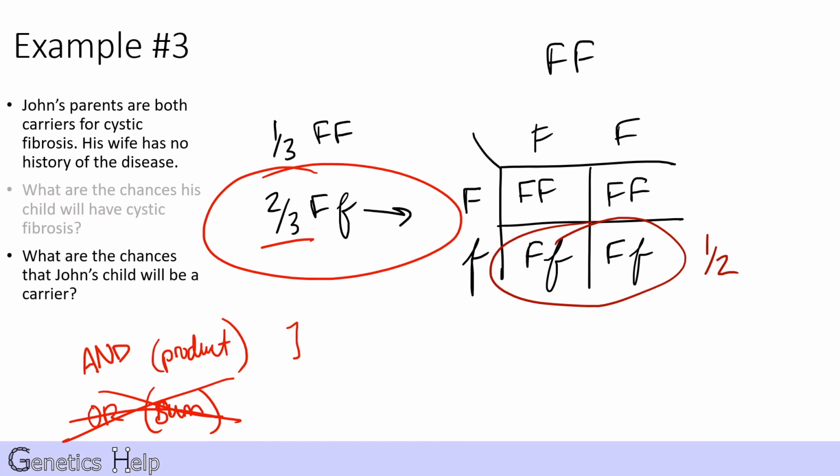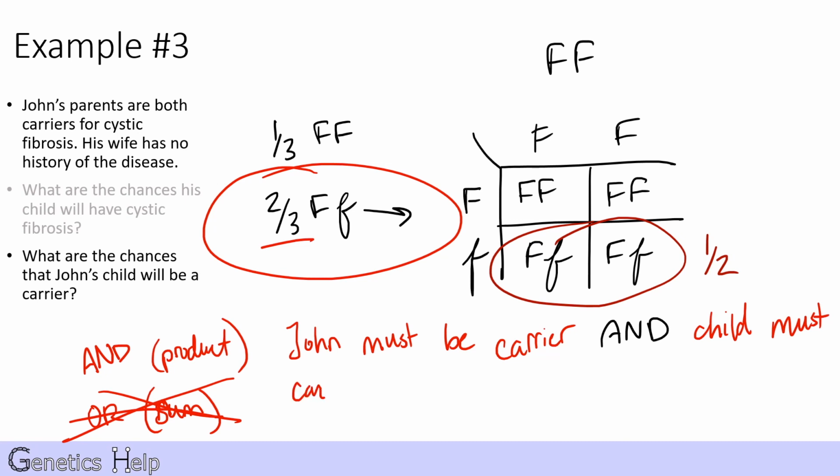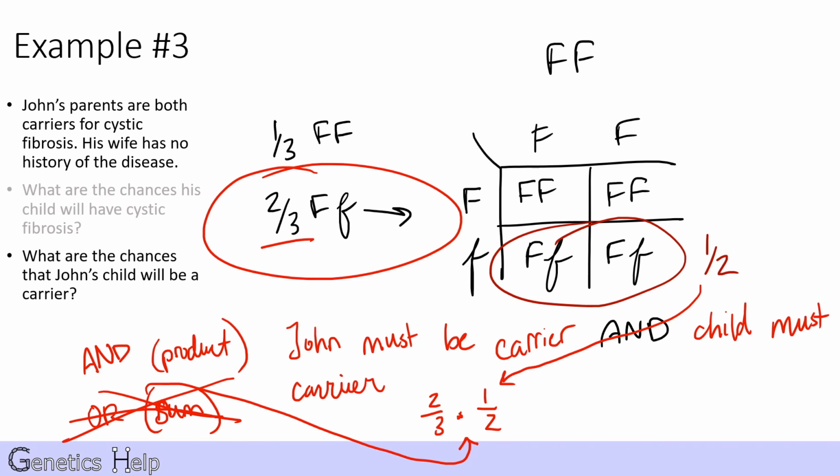This is John, I'll write it out in writing, must be carrier, and child must be carrier. We would write out in math 2/3 multiplied, that's the and right there, by 1/2, which is the chances that they are a carrier, that's the second half. We get 2/6, which we can reduce to 1/3. That is the chance that John's child will be a carrier.